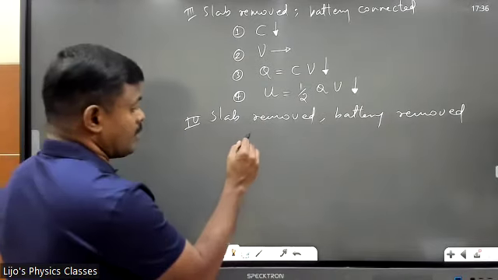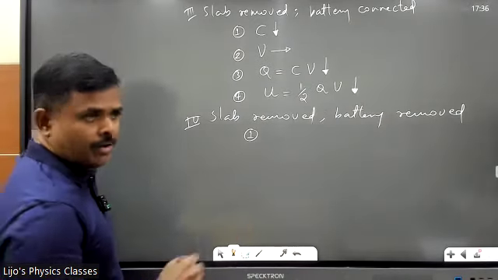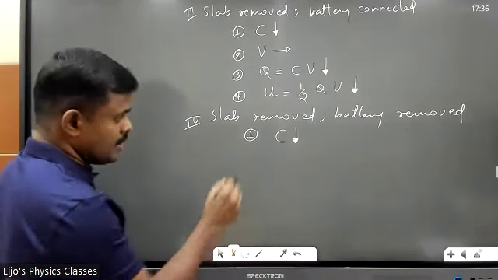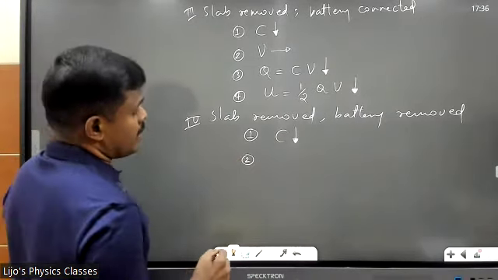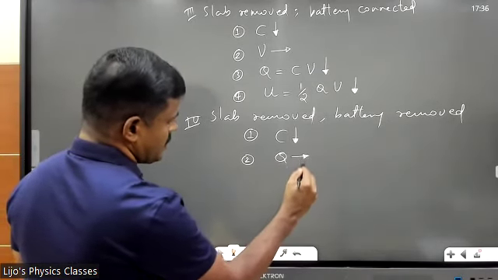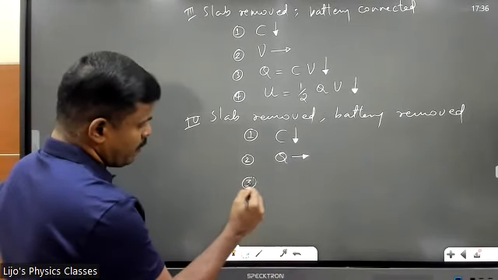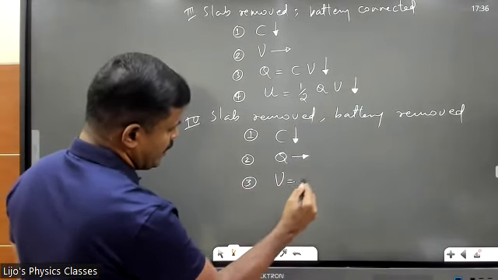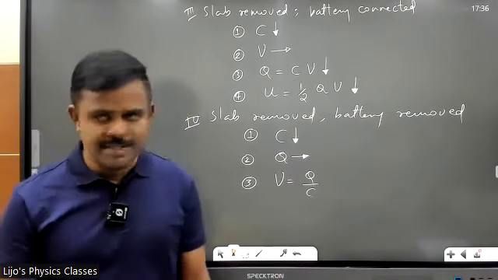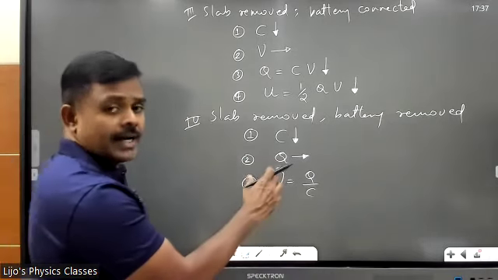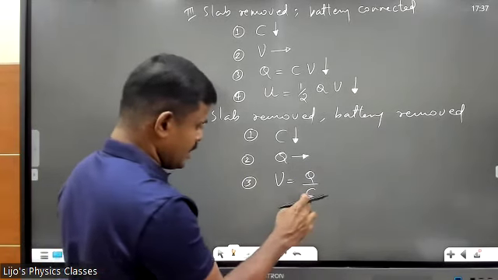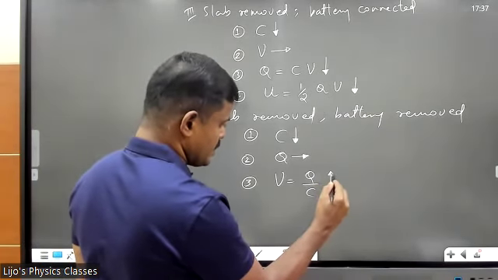3-mark question. So number one, slab removed. Slab removed means capacitance will decrease. Number two, then battery removed. Battery removed means charge will be constant. Number three, V and C and Q are written. V will be Q by C. What about this? V is equal to Q by C, right? Q is a constant. C decreases. So denominator decreases. This will increase.